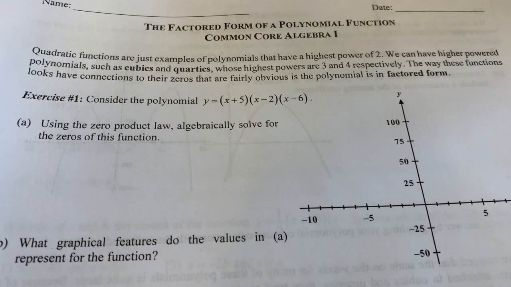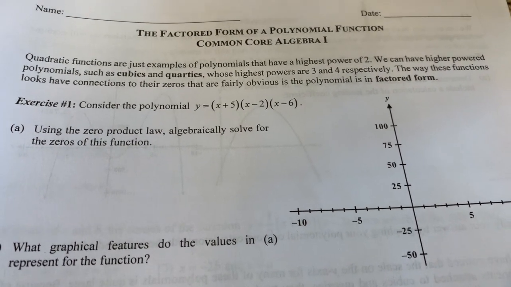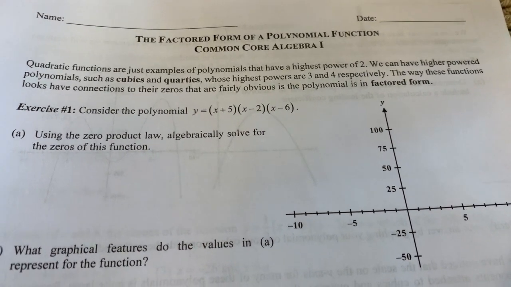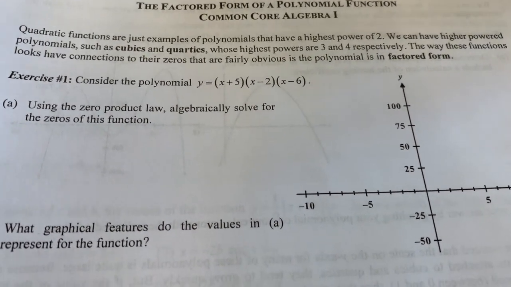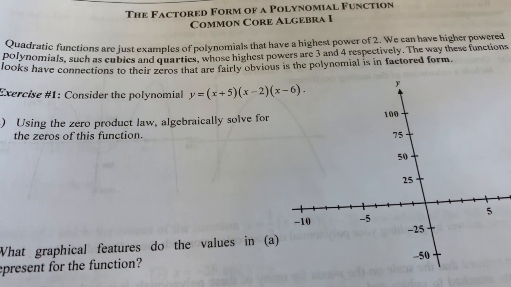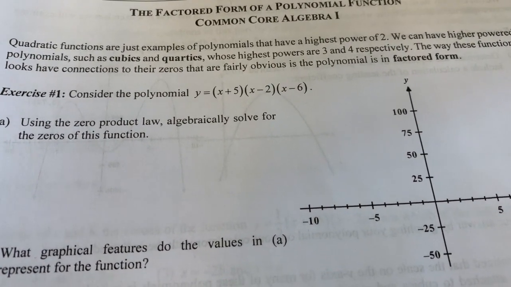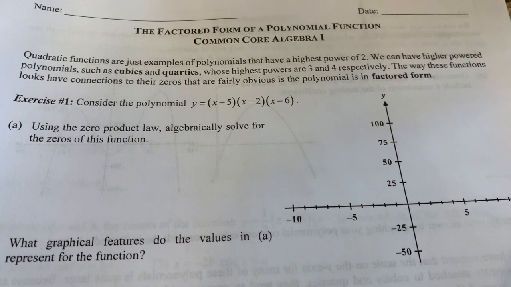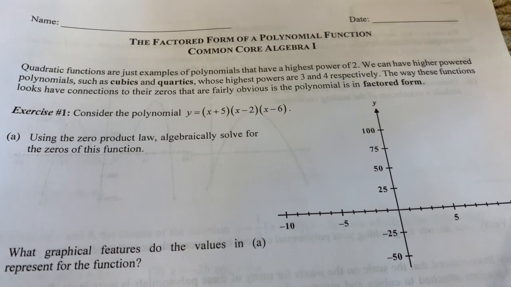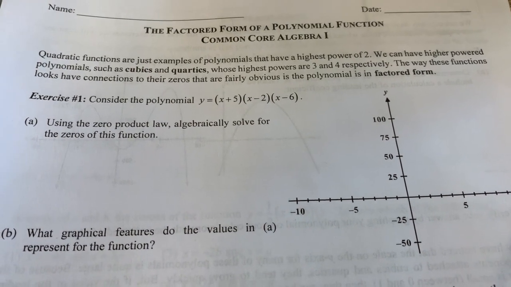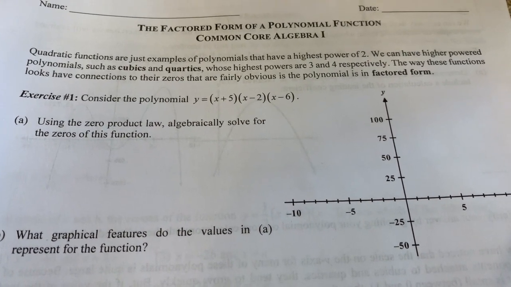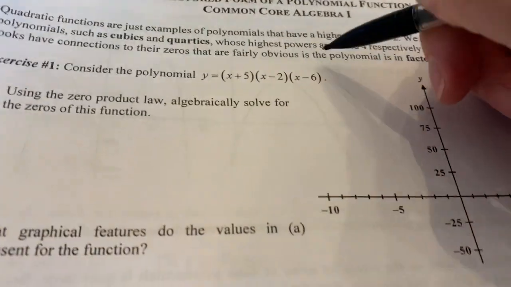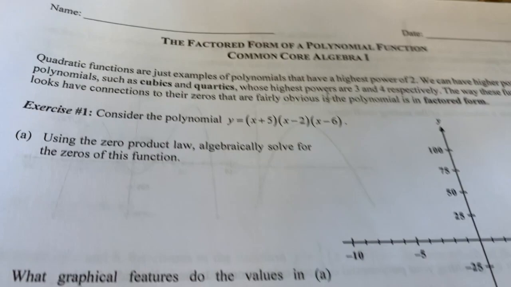So let's read the beginning. Quadratic functions are just examples of polynomials that have a highest power of 2. We can have higher powered polynomials, such as cubics and quartics, whose highest powers are 3 and 4 respectively. The way that these functions look have connections to their zeros that are fairly obvious. If the polynomial is in factored form. That's supposed to say if, that's why I couldn't read it. If the polynomial is in factored form.